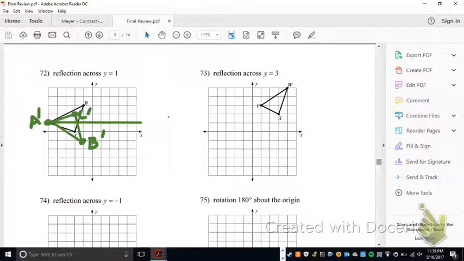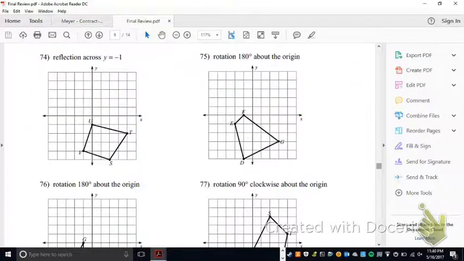73, reflection across y equals 3. Again, V right there on the line. So V and V prime, same point. W, 2 up, goes to 2 down. X is going to go from 1 underneath the line to 1 above the line. And there's our reflection. Moving on to 74.